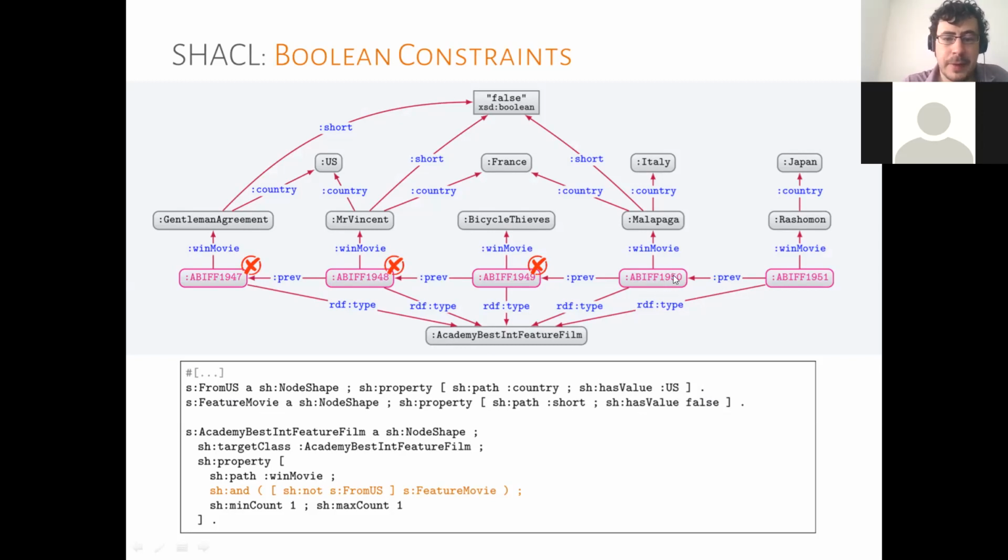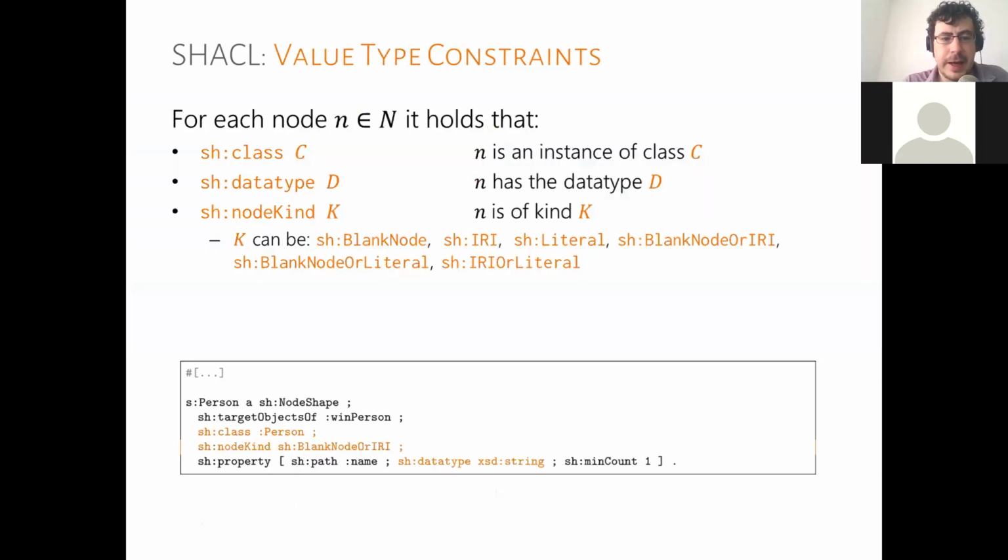This award here, it's not from the US, it's from France and Italy, so we're fine. And it has the value false for short, so it's valid. And finally, this movie, although this award is won by a movie not from the US, it doesn't have the value false for short, so this one will be false. Okay. So we see a shape for best international feature films and how to combine different shapes using Boolean combinations.